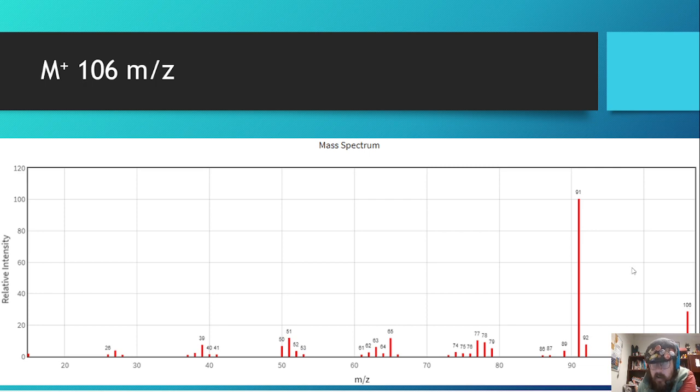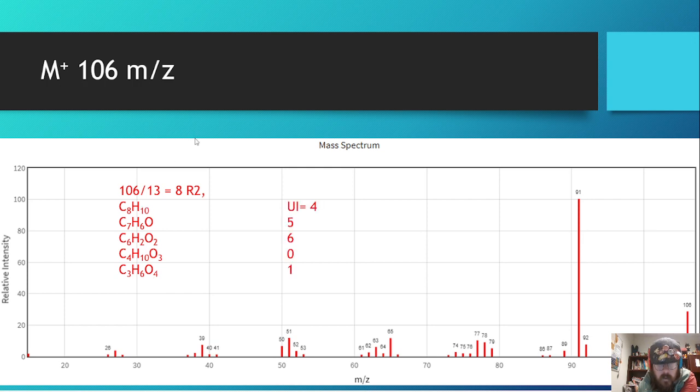Do I need to justify what I lost there? No, you probably could. We've lost the mass of 15, so we may have lost a methyl group. But do I have to justify it? No. This is just me finding the possible structures, and here's the unsaturation index of each. I think it's actually C8H10.